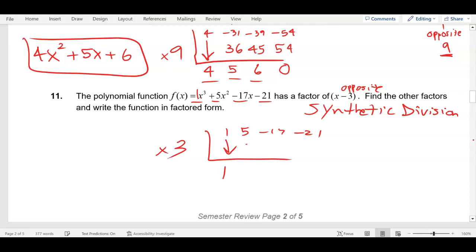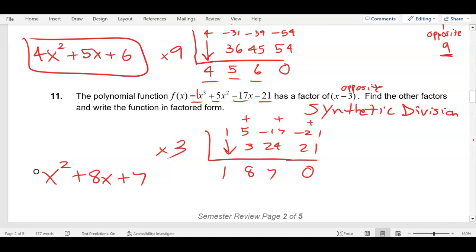So 1 times 3 is 3. Add them up to get 8. 8 times 3 is 24. Add them up to get 7. 7 times 3 is 21. Add them up to get 0. No remainder. That's great. All right, so now we can write x not to the power 3, but x to the power 1. So we have 1, or just x squared, plus 8x plus 7. Okay.